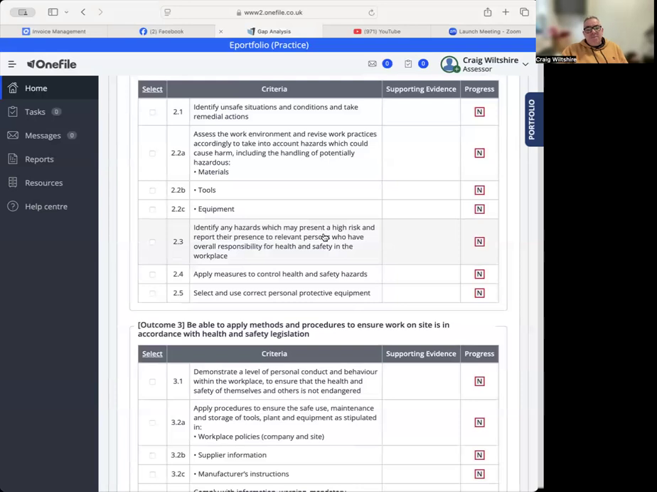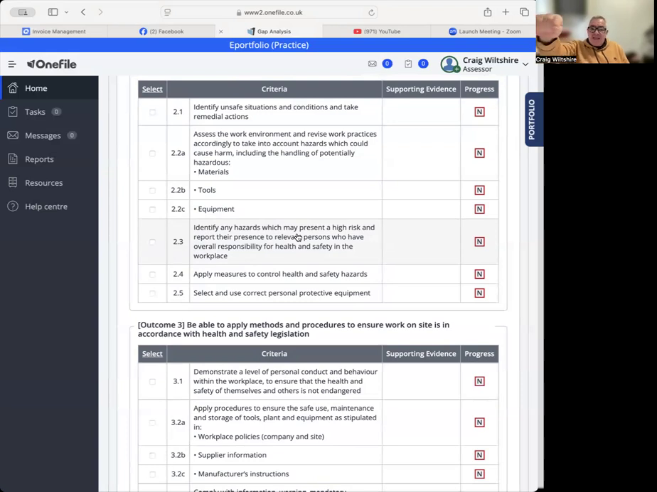High risk hazards. Sometimes you're going to get examples of these, sometimes you're not, but a high risk hazard could be something like asbestos. It could be an unlocked high voltage room. It could be a consumer unit that's not locked. It could be a hole in the floor that somebody could fall down.